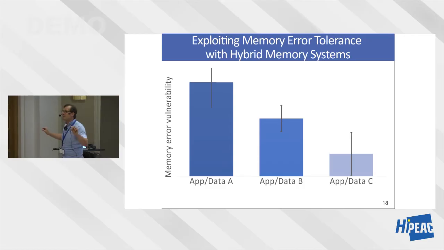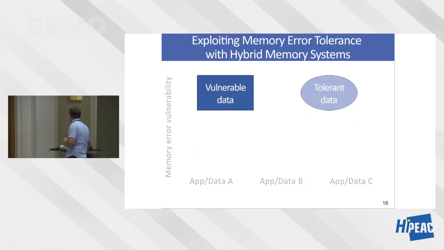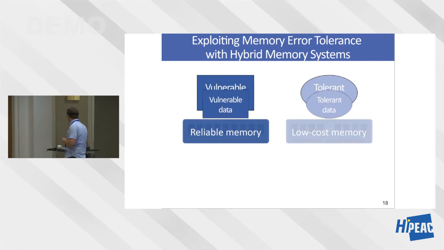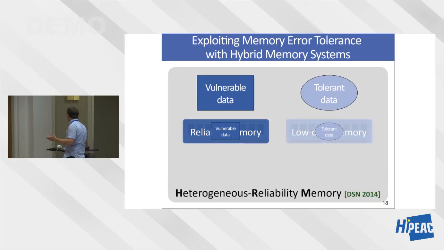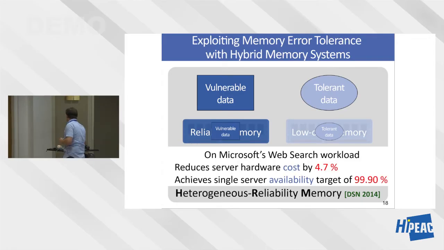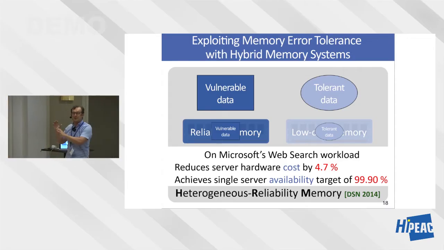So if you can characterize your application data in terms of its vulnerability to different faults in memory, and this could be a continuum, of course, it could be vulnerable or tolerant, then you may actually treat them differently and allocate them to different memory devices. For example, one memory device can be designed for vulnerable data. It could be extremely reliable, very high cost, potentially. It could be very well protected, well tested, etc. Another memory device that houses the tolerant data can maybe not be so well tested. It could be huge in terms of capacity. It could have all types of issues like RowHammer, for example. We call this heterogeneous reliability memory.